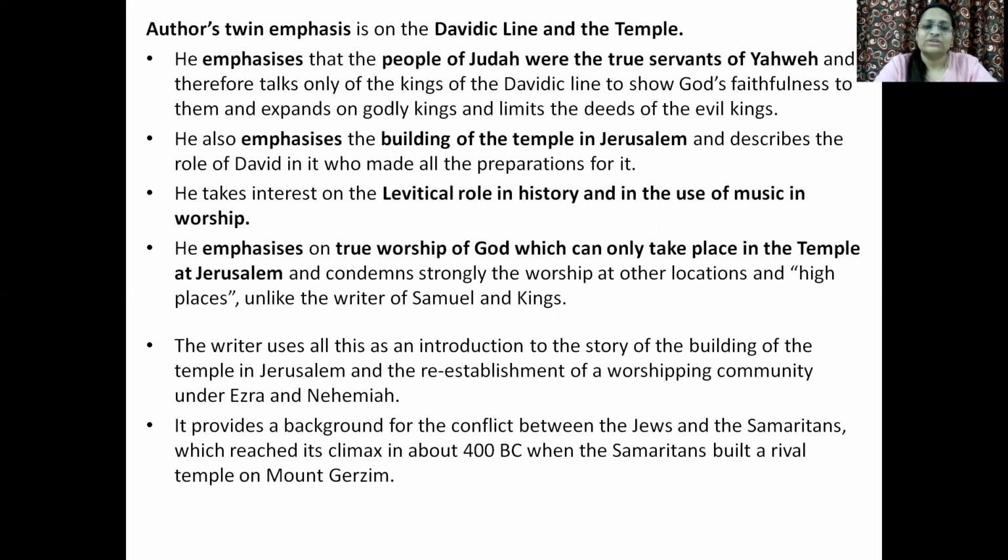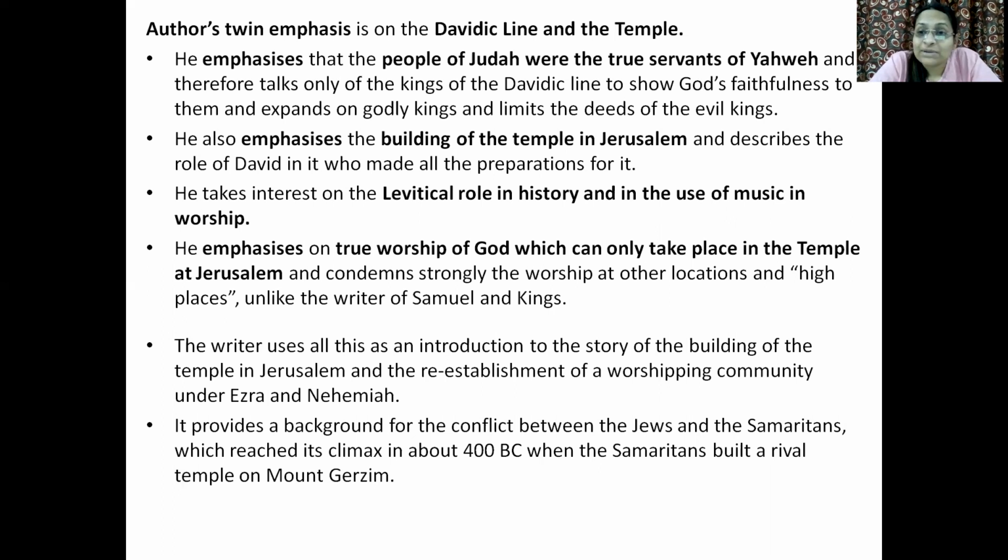So the writer uses all this as an introduction to the story of the building of the temple. He forms this as a base because his main focus is the building of the temple in Jerusalem, and the rebuilding of the temple also in Jerusalem.